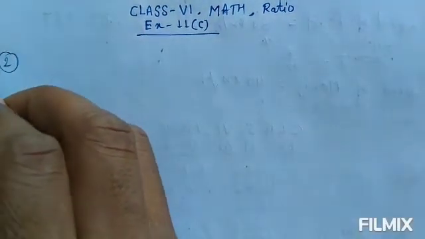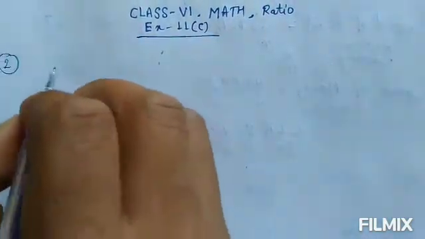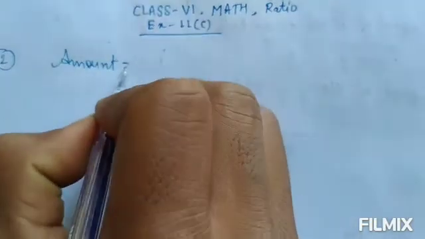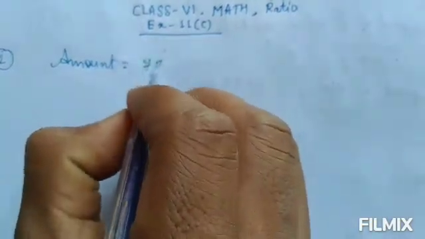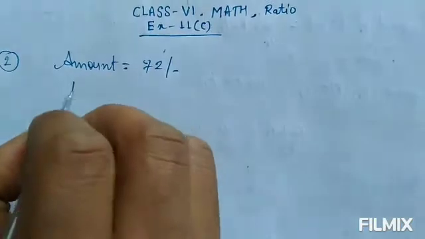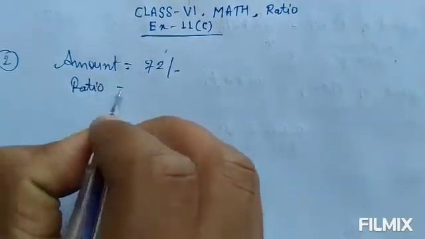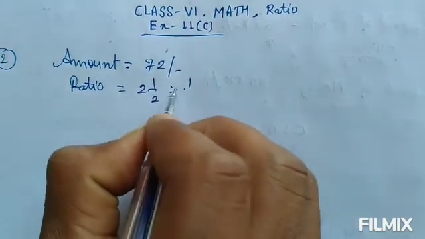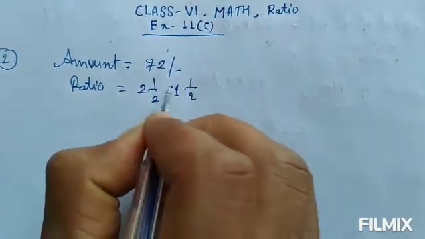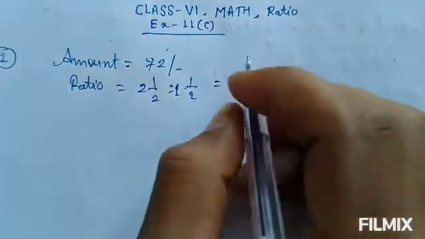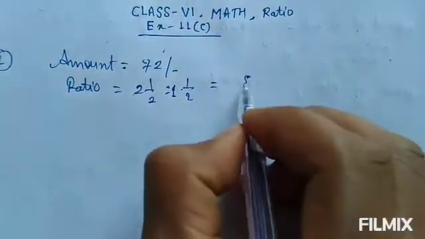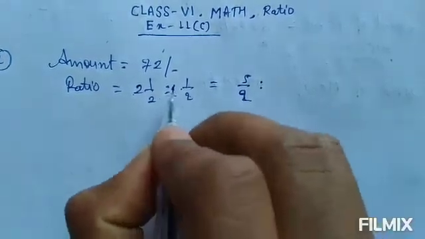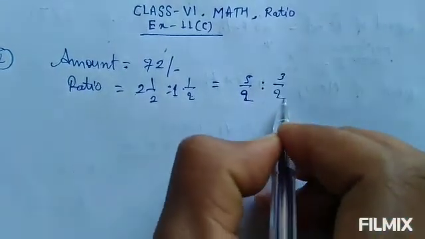So question number 2: the amount is rupees 72. A ratio is given there, 2 whole 1/2 to 1 whole 1/2. Convert this ratio into mixed fractions: 2 2s are 4 and 1 is 5/4... 2 2s are 4, plus 1 is 5/2, and 1 whole 1/2 is 3/2.